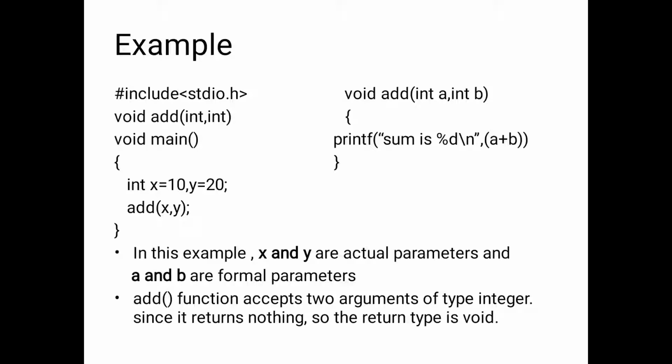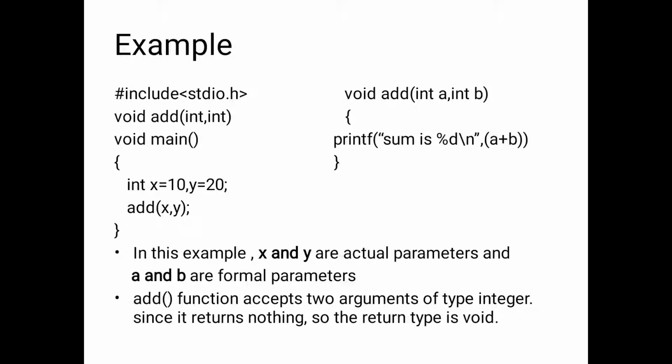Here I am taking the values: int x is equal to 10 and y is equal to 10, and adding both the variables x and y. So this is one type of example. Here is another example: void add int a comma int b, and the sum is equal to a plus b. So this is also one type of adding two variables. In this example, x and y are the actual parameters.